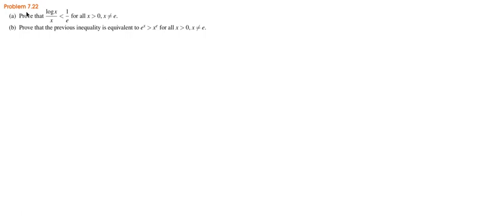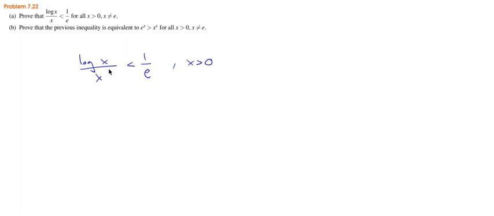Okay, so problem 7.22. Prove that the logarithm of x divided by x is smaller than 1 over e for all x greater than 0, and that x is different than e, right? So if x is equal to e, as you can see, this is going to be 1 divided by e, so it's the same, right?